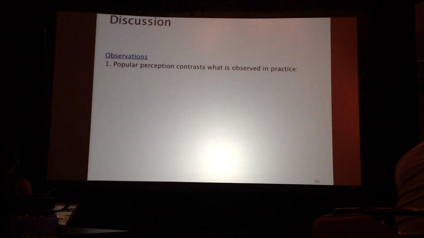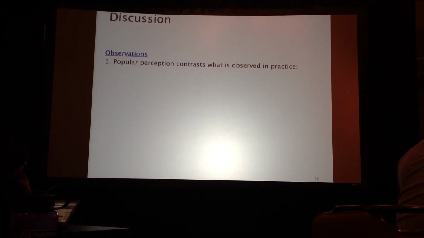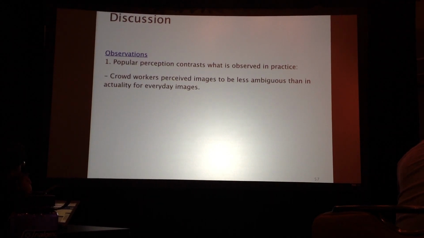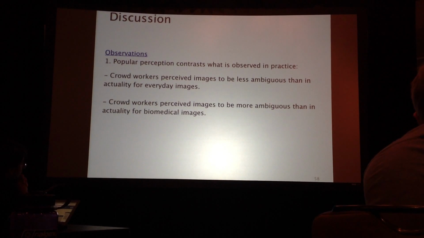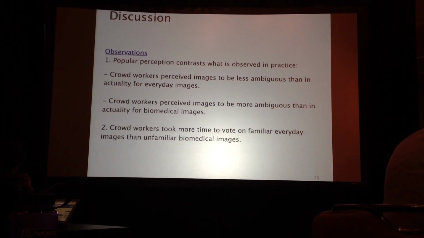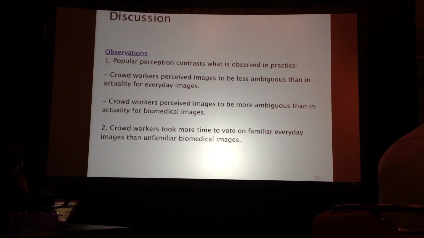So to summarize from this research question, what we found is that popular perception is contrasting what's observed in practice. Crowd workers perceived images to be less ambiguous than in actuality for everyday images. Crowd workers perceived images to be more ambiguous than in actuality for biomedical images. And also, crowd workers took more time to vote on familiar everyday images than unfamiliar biomedical images. Perhaps, again, recognition is causing them to take more time.